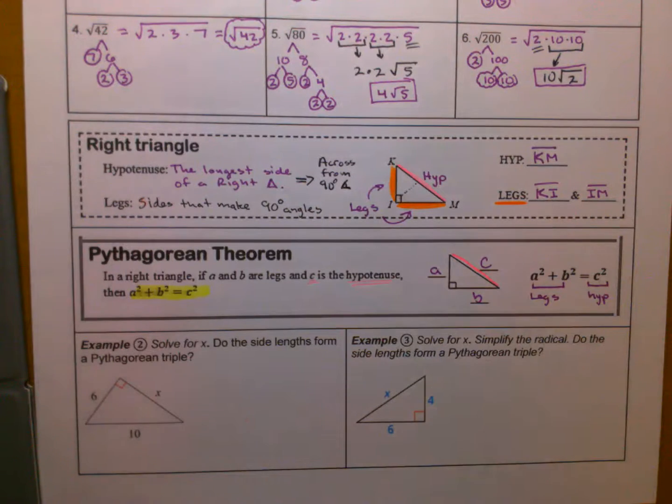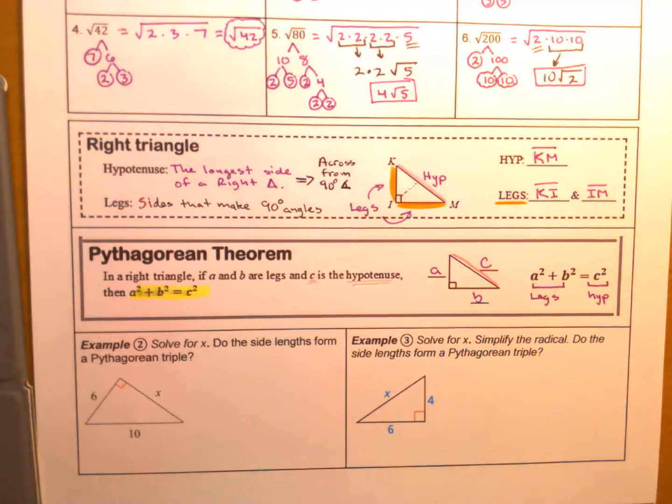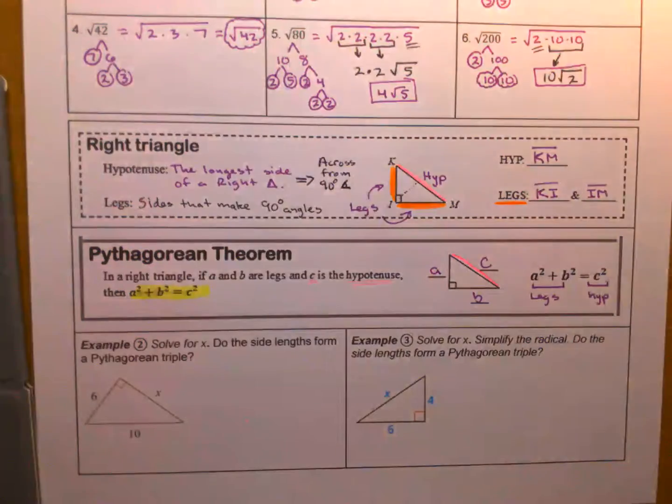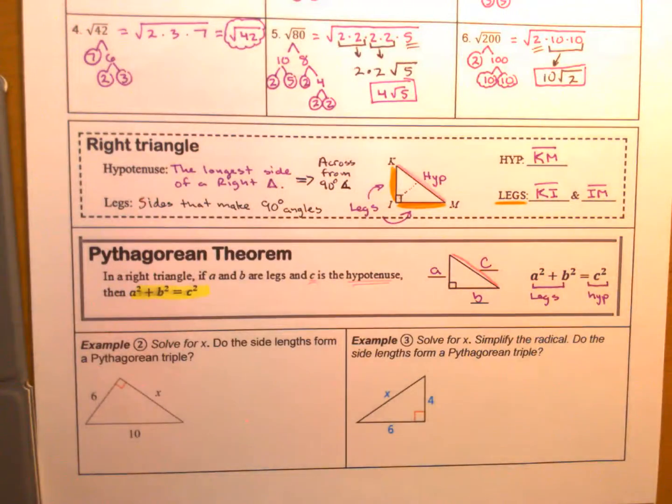So let's start with an example here, of course. As we start with the example, we're looking at this problem very carefully here. Give it a little brighter light there. Okay, so it says solve for x. Do the side lengths form a Pythagorean triple? Okay, so there's something else that we have to talk about here. So first of all, we're just going to solve for x.